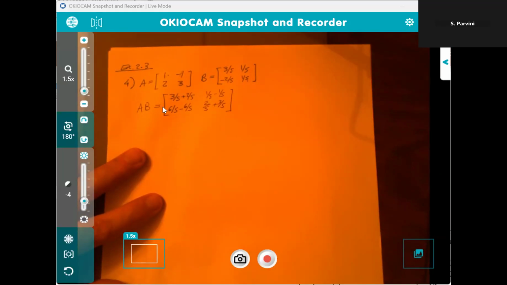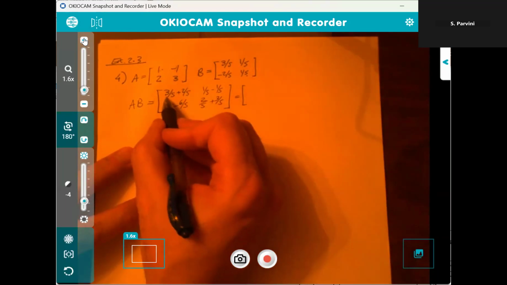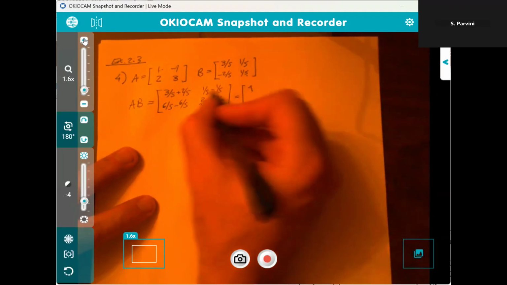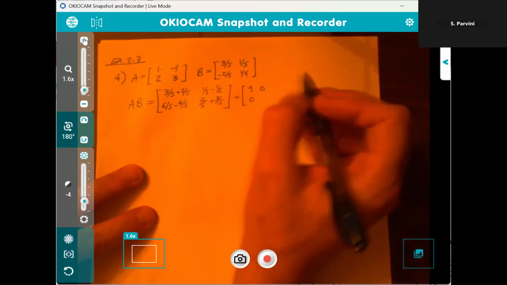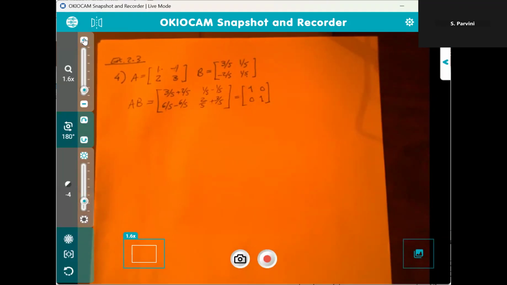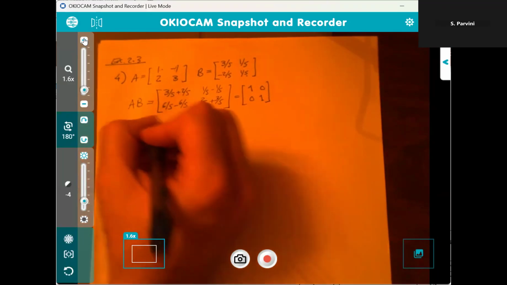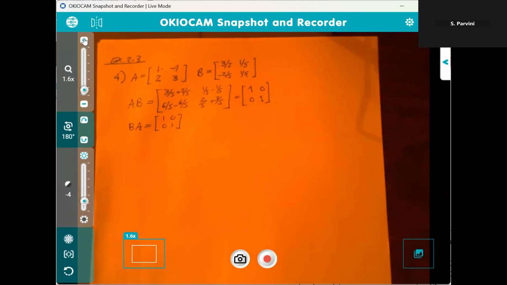Okay, now let's see. 3/5 plus 2/5, that's 1. 1/5 minus 1/5, 0. 6/5 minus 6/5, 0. 2/5 and 3/5, 1. We got the identity matrix. Now, BA ends up being also 1, 0, 0, 1, and I'm going to show you this one now using the software. So let me go change my share once again. We're going to use the software.